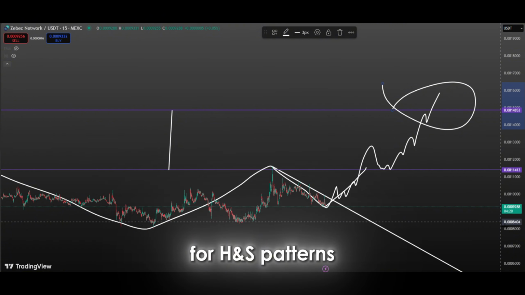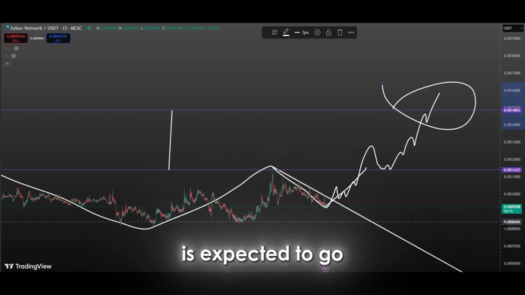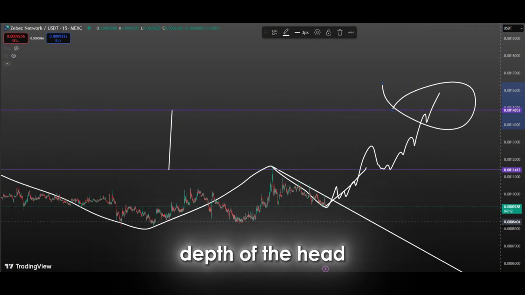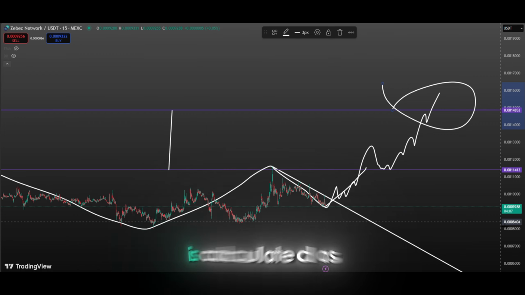The targeting method for H and S patterns is quite clear. The minimum target where the price is expected to go after breaking the neckline indicates an upward distance equal to the depth of the head. That is, an upward movement from the head to the neckline is calculated as the target of the pattern.